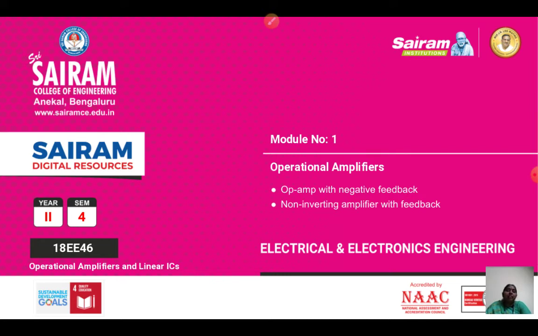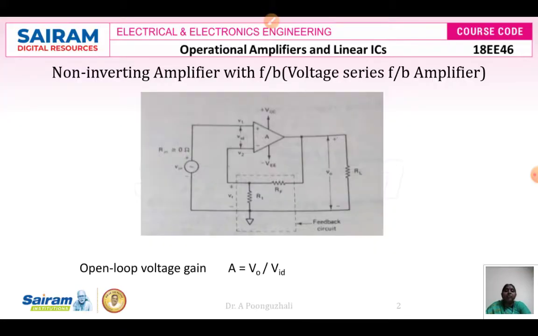We are going to have a feedback, that is, the output is going to be fed back to the input. Generally we know that amplifiers will have negative feedback. Under this topic we will be seeing two configurations. One is a non-inverting amplifier with feedback and the other is an inverting amplifier with feedback. First we will see the non-inverting amplifier with feedback.